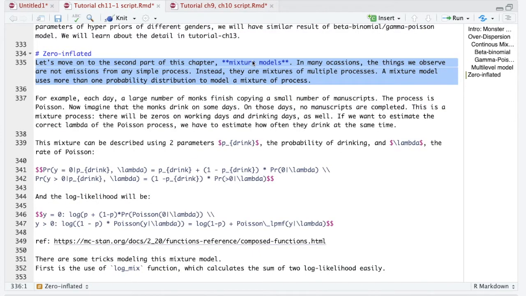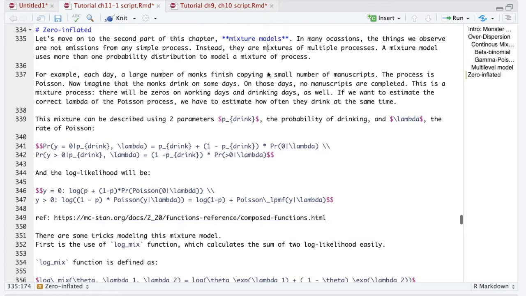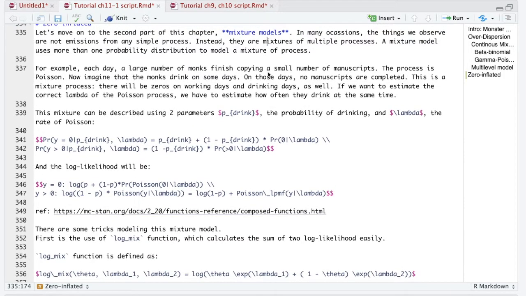Okay, let's move on to the second part of this chapter, mixture models. So why do we need mixture models? On many occasions, the data we observe are not emissions from any simple process. Instead, they can be a mixture of multiple processes, like firstly a binomial process and a Poisson process, or a binomial process and then a normal process, something like this. So a mixture model is a kind of model where we use more than one probability distribution to simulate or to fit the data.